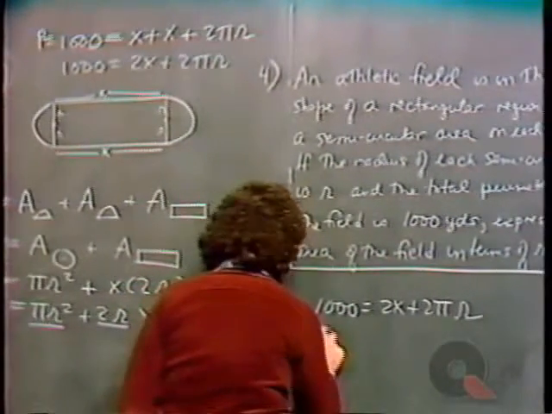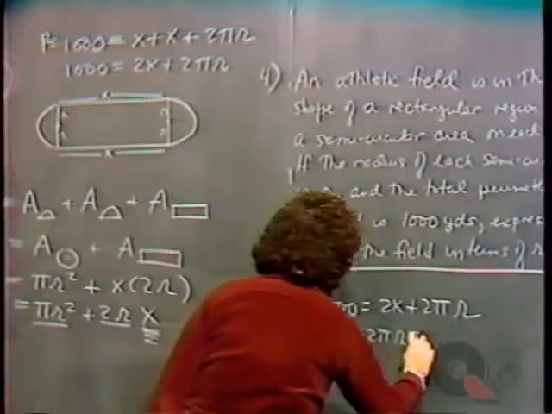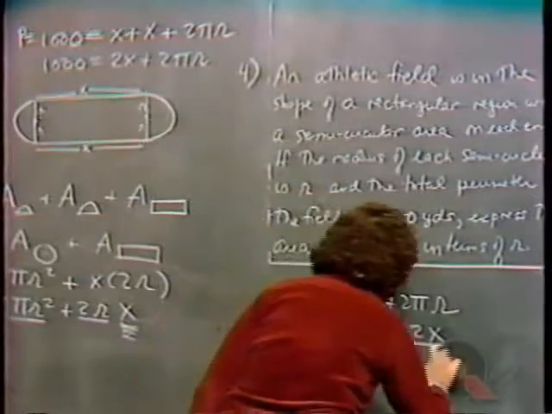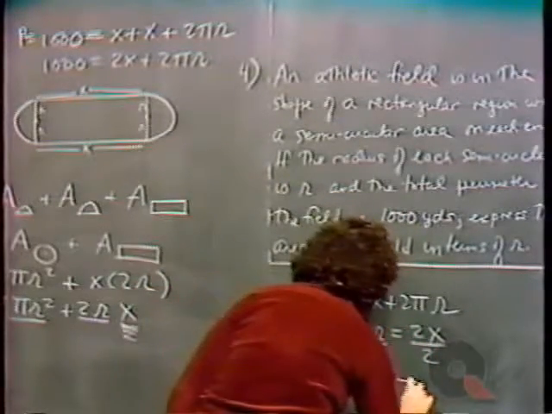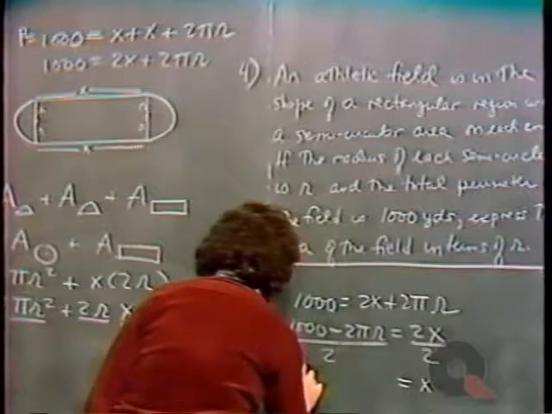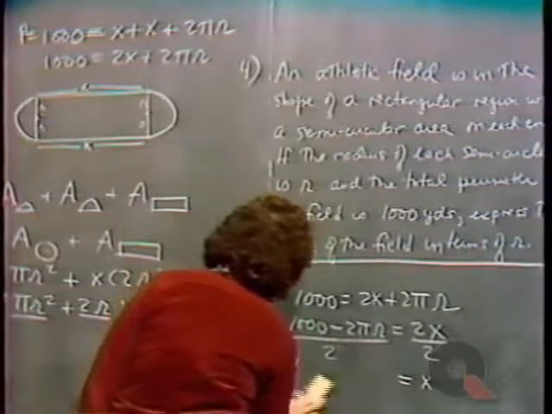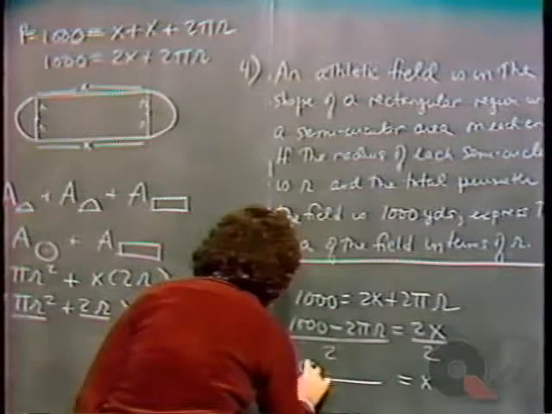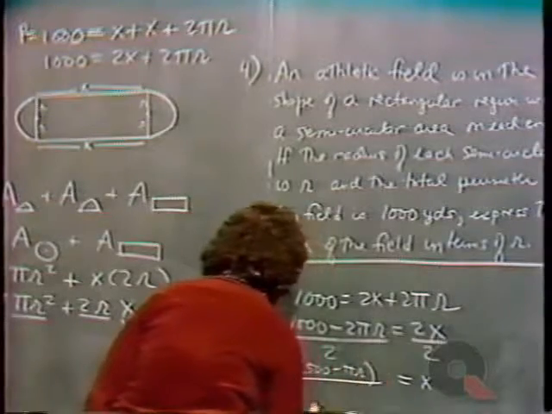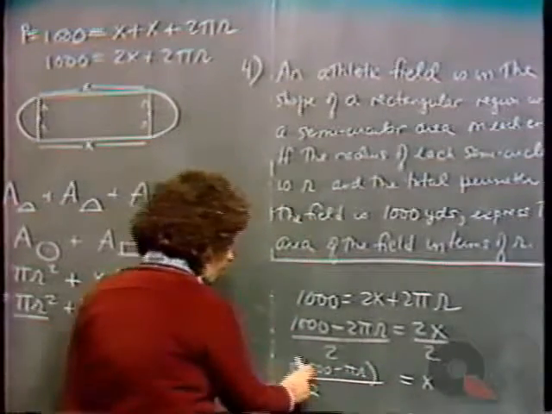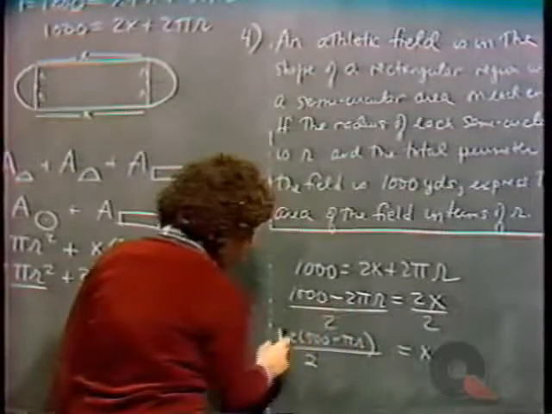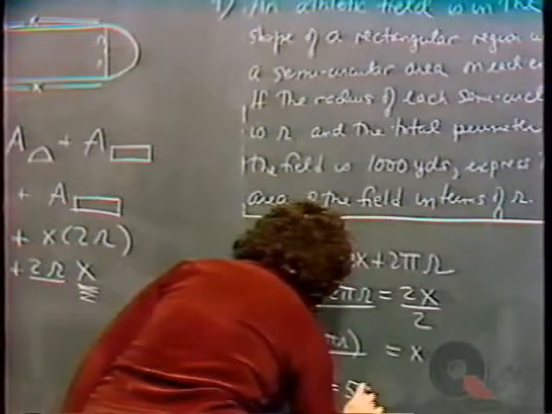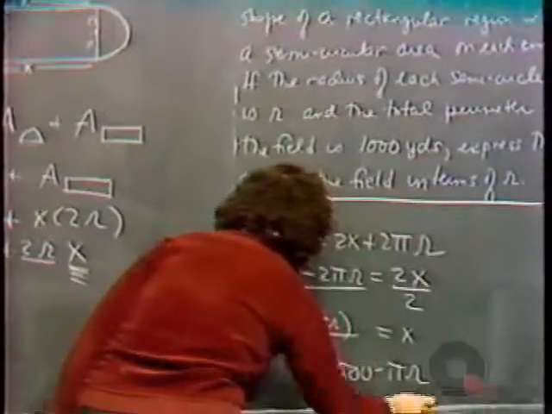From this we can see that 1,000 minus 2 pi r is equal to 2x. Dividing both sides by 2, x is equal to 1,000 minus 2 pi r over 2. We can simplify a little bit. On the top we have 1,000 minus 2 pi r. We can factor out a 2, leaving us with 500 minus pi r, and we have a 2 on the bottom. We can now divide top and bottom by 2. So we get that x is equal to 500 minus pi r.